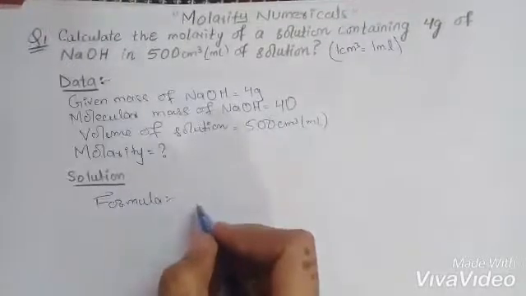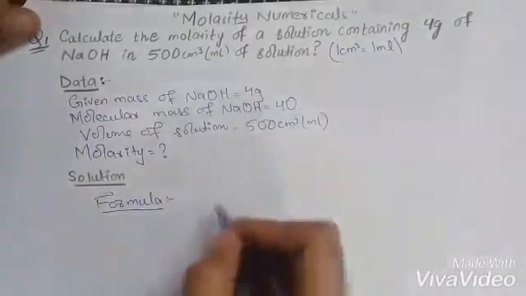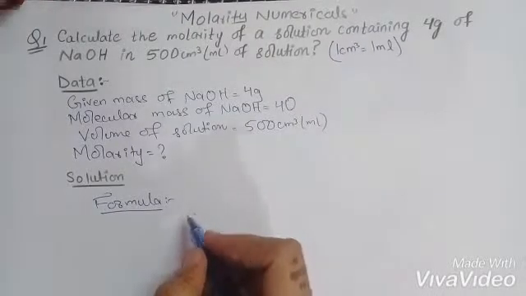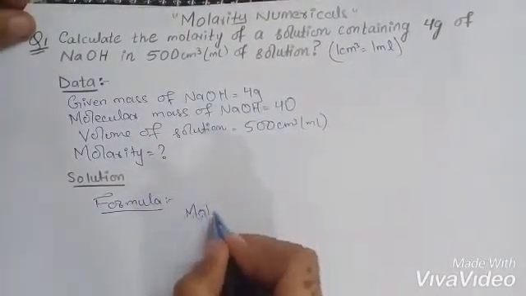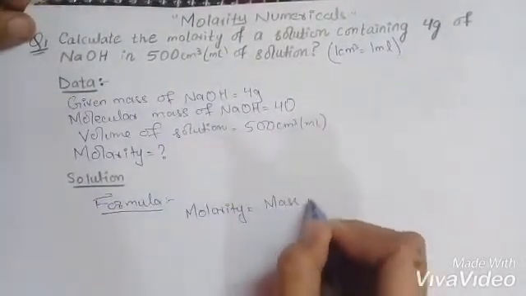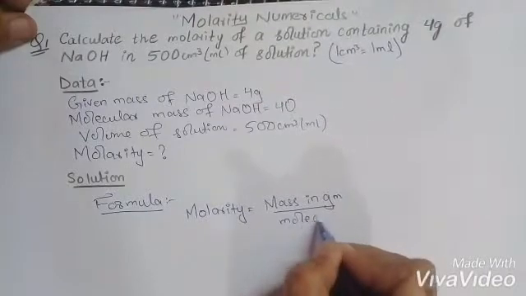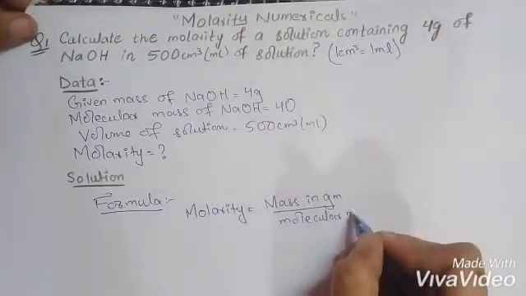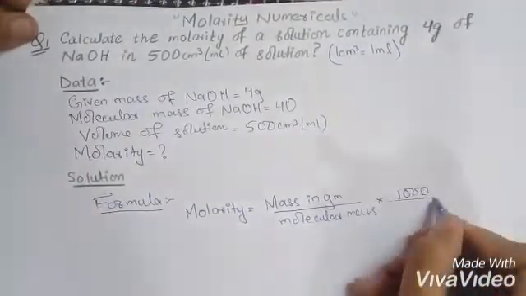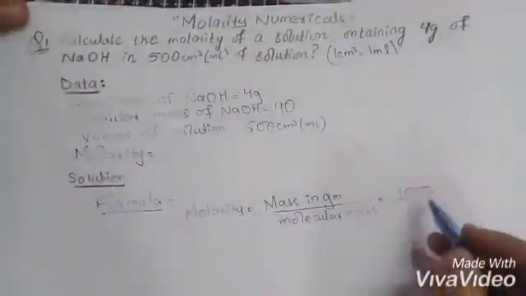On my last video I have told the formulas and the conditions, so you can see from there I am directly writing the formula. That's molarity is equals to mass in gram per molecular mass. This is the formula of moles, multiplied by 1000 divided by volume. If volume is given in centimeter cube or ml, divided by 1000.